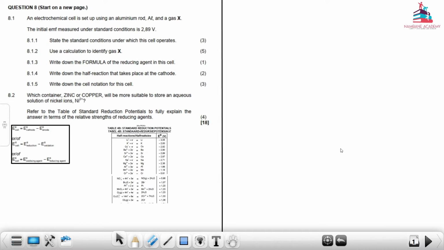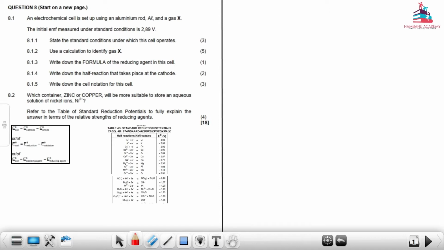So with that being said, let me not waste your time. We are busy with a series of revision videos. There are videos also under the electrolytic cell, kindly watch that, but the focus on this one is a galvanic cell. So now let's get straight into it without wasting any time.